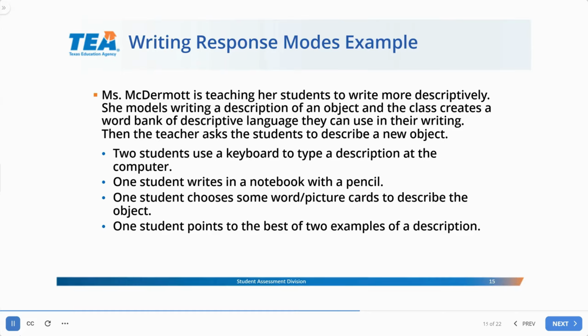Two students use a keyboard to type a description at the computer. One student writes in a notebook with a pencil. One student chooses some word picture cards to describe the object. One student points to the best of two examples in a description.